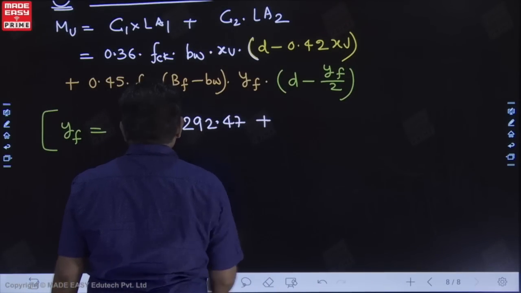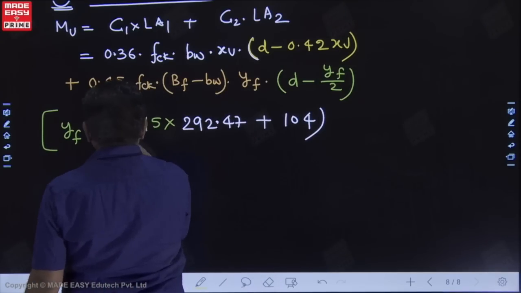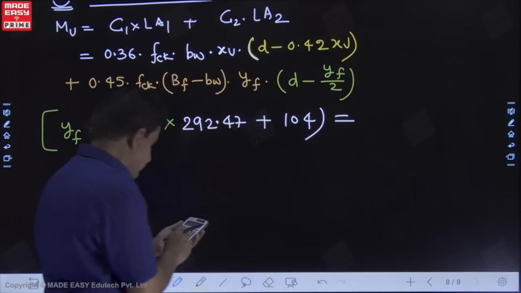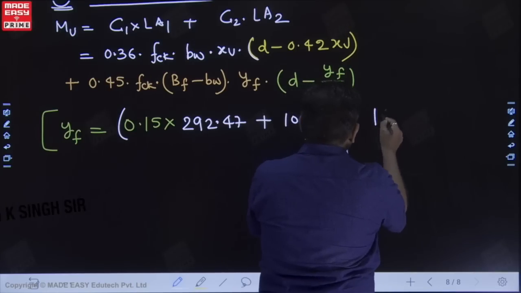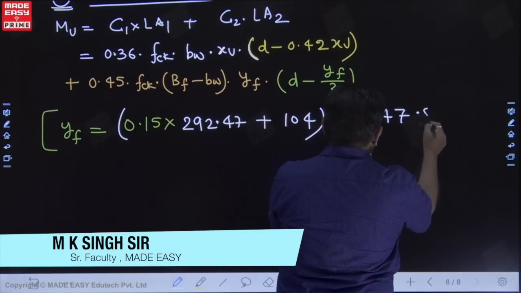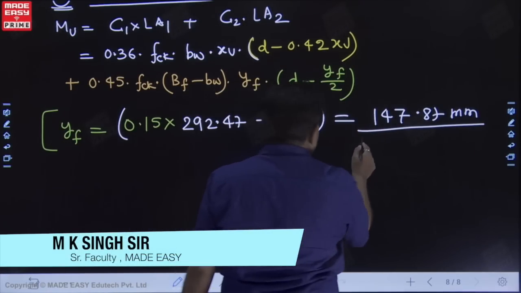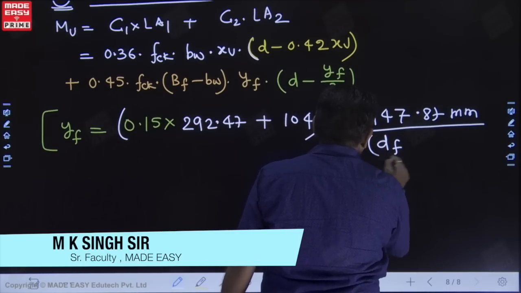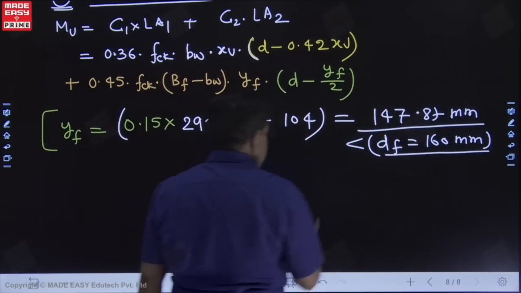YF is equal to 0.15 into 292.47 plus 104, divided by 0.65, into DF. It is 147.87 mm. So use this value, and obviously this value must be less than DF, that is 160 mm. So this is also okay.